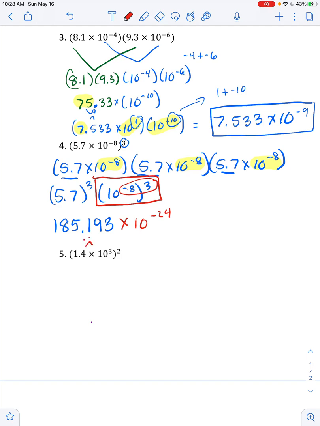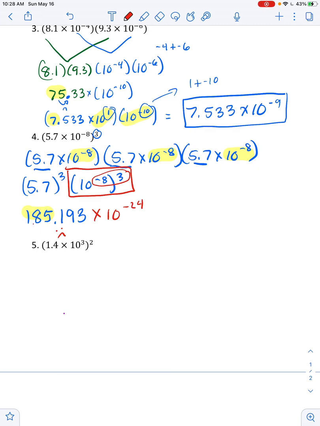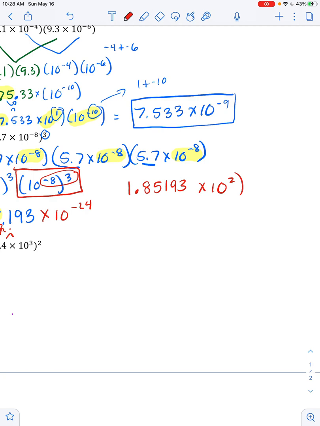However, like we've run into so many times, 185 has 3 digits to the left of the decimal, and it can't be that way. I need to put my decimal here. So for my answer to be correct, I'll need 1.85193. Now I just have to figure out what power of 10 that is. So this is where the decimal belongs, and for me to get there, I need to move it over 2 from where I placed it to the right. So that becomes a power of 2.